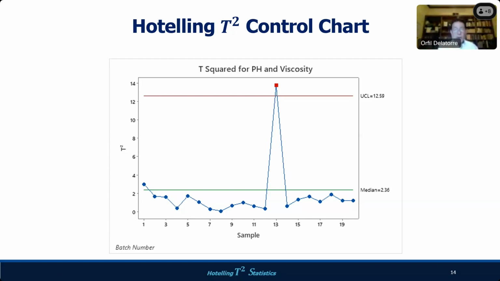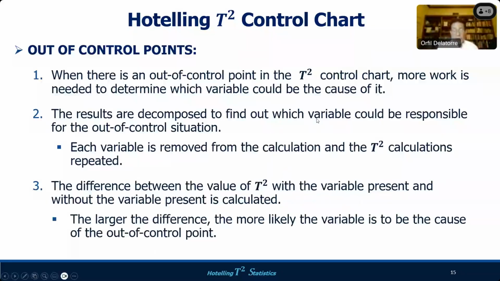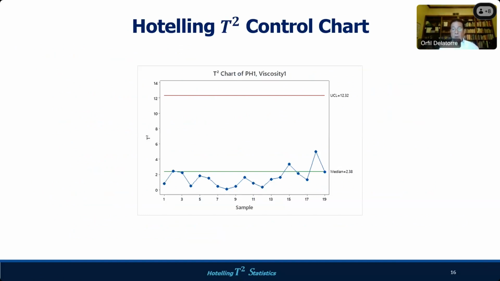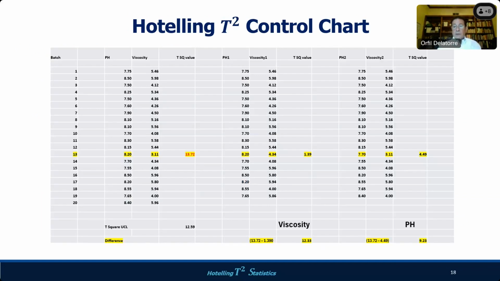When we have an out of control, what we need to do is to decompose the data and run the T-square calculation again for both situations. I'm going to give you a spreadsheet so you can understand exactly what to do. So you're going to do it with two variables, the pH and the viscosity, and you are going to see the difference between that new value and the original value. And whichever has the larger difference is going to be the variable responsible for the out of control. Okay, so we run the T-square again, removing the data from the viscosity and removing the data from the pH. Okay, remember, it's batch number 13. Now we don't have an out of control.